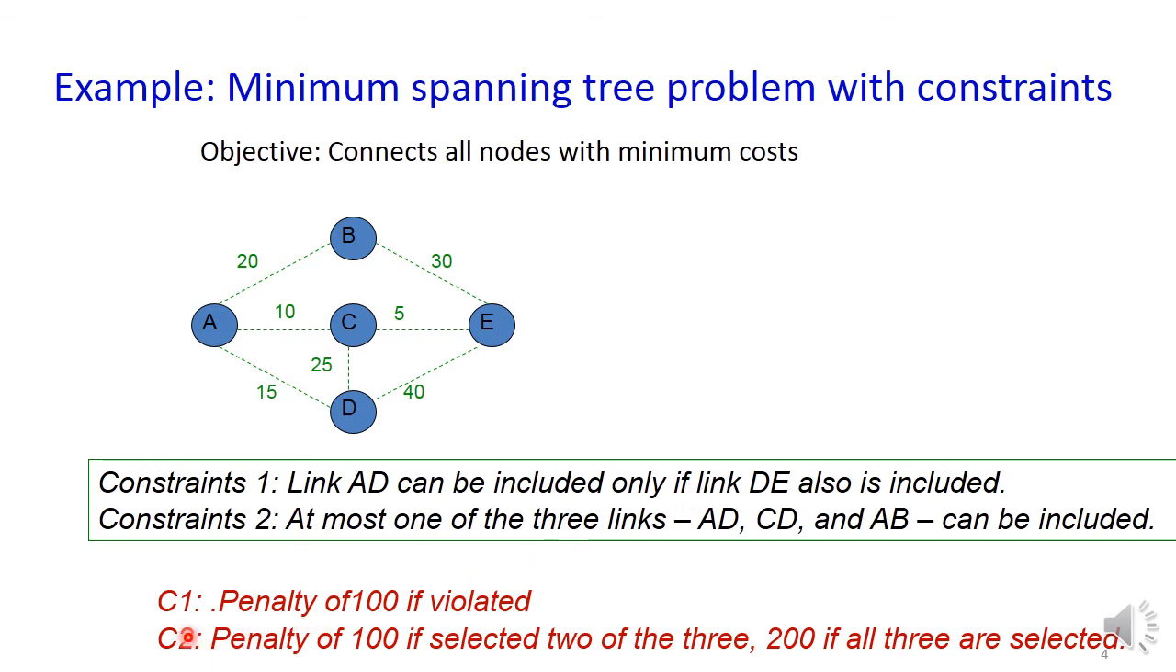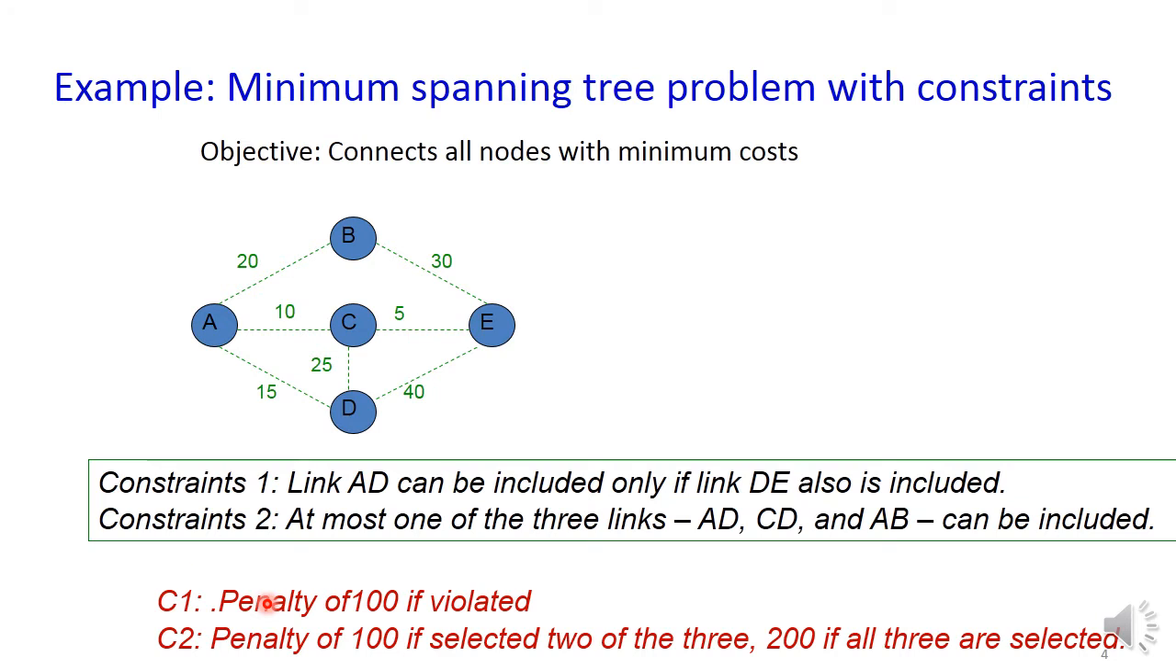In detail, coming to constraint 2, a penalty of 100 is added if we select two edges among AD, CD and AB. If at all two of these three edges are added into the spanning tree, then a penalty of 100 is added. And if all three are part of the spanning tree, then a penalty of 200 is added. So in general, the weight of the spanning tree is increased by a penalty if the constraints are violated.